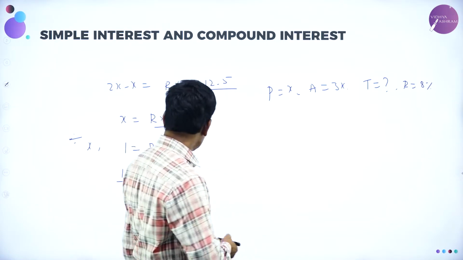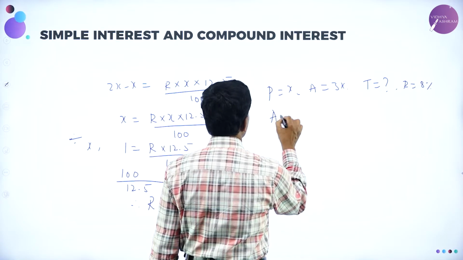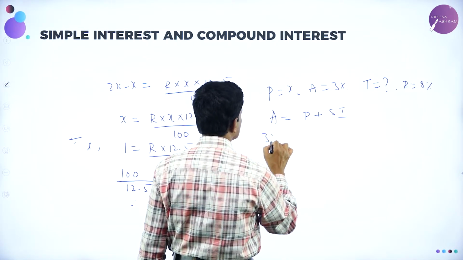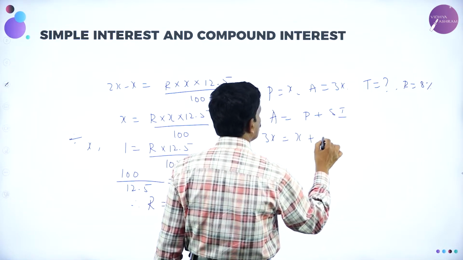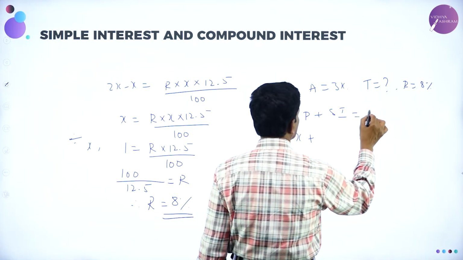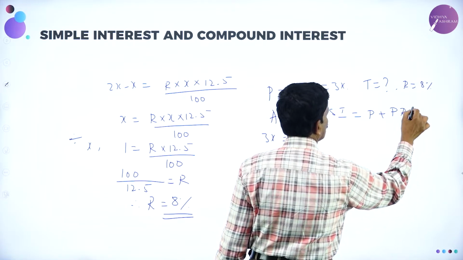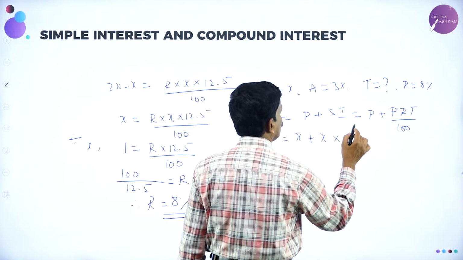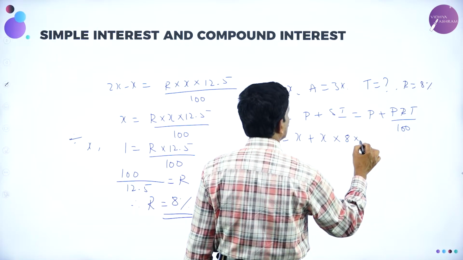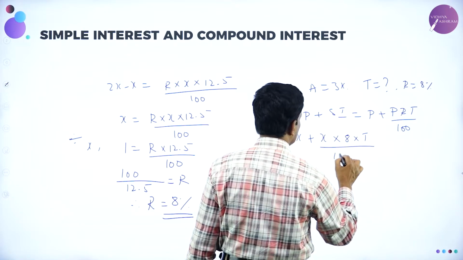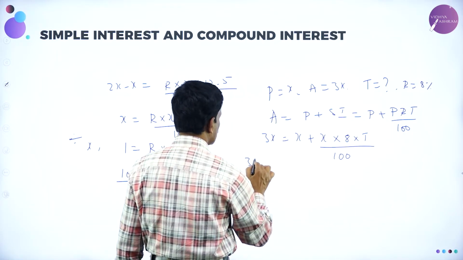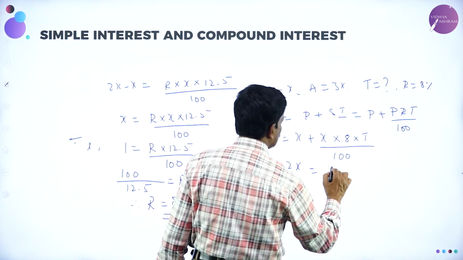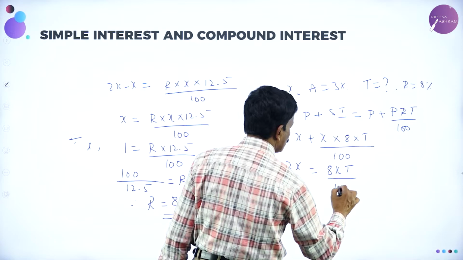Now, just substitute these values in the same formula, that is amount is equal to principal plus simple interest. Amount is 3x is equal to principal x plus simple interest, which is PRT over 100. What is the principal? x into rate of interest 8, the time period is to be determined, divided by 100. So, 3x minus x is nothing but 2x. 2x is equal to 8x into t divided by 100.